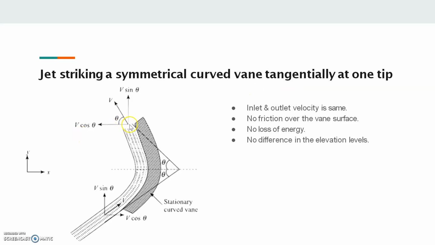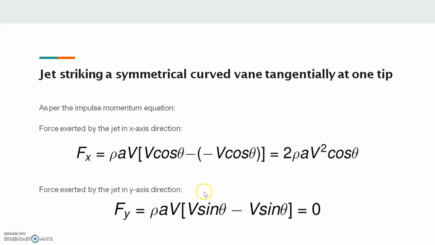Now similarly, case 4 will be the jet striking a symmetrical curved vane tangentially at one tip. It is not going to strike at the center now. It is going to strike at one tip. Here again, inlet and outlet velocity will be the same. No friction will be there over the vane surface. You are assuming that there are no energy losses and no difference in elevation levels.